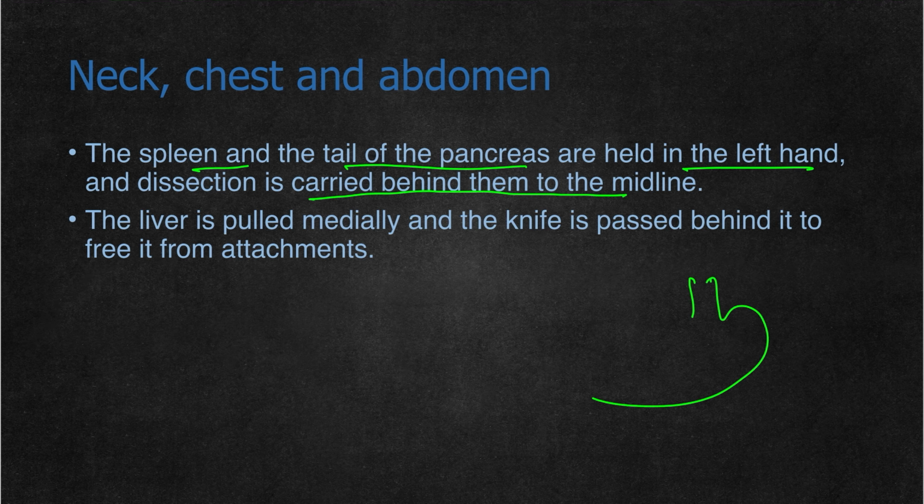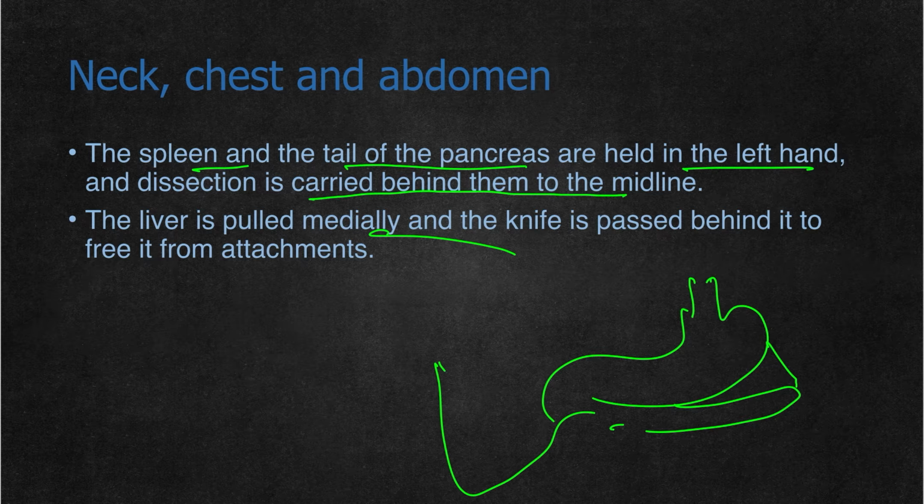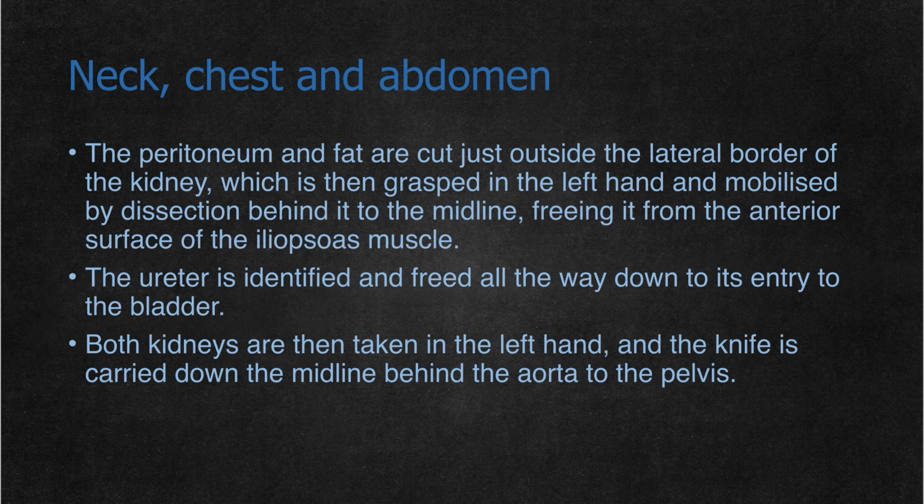So near the stomach, the pancreas is held upwards and any adhesions are removed. The liver is pulled medially, and the knife is passed behind the structure to free it from attachments. The peritoneal fat is cut just outside the outer borders of the kidney, which is then grasped in the left hand and mobilized by dissection behind it to the midline, freeing it from the anterior surface of the iliopsoas muscles. So the peritoneum and the kidneys are now examined.